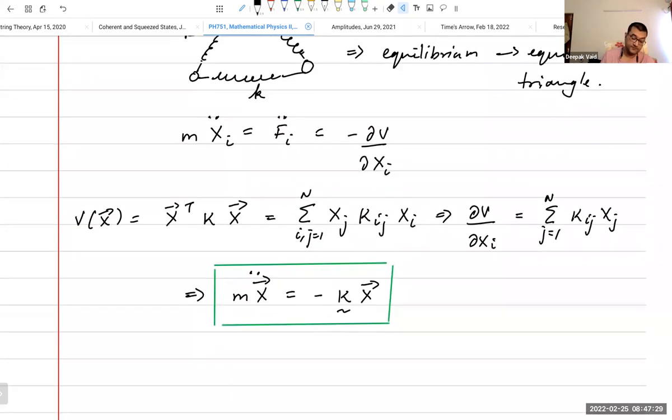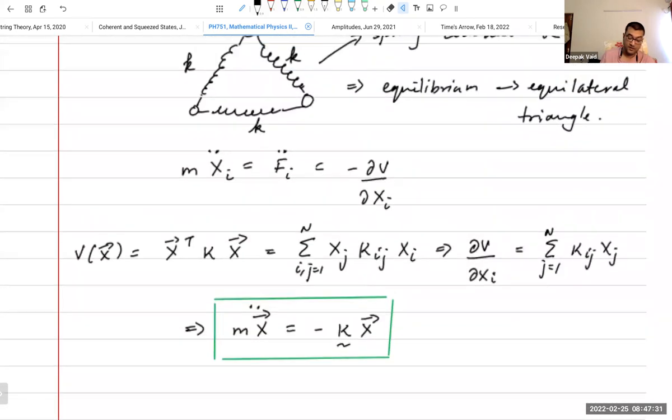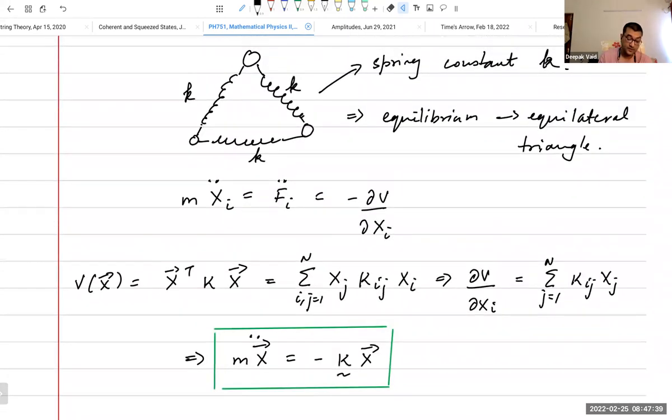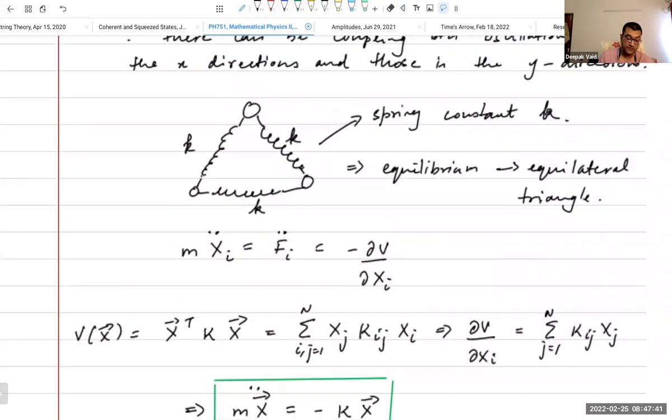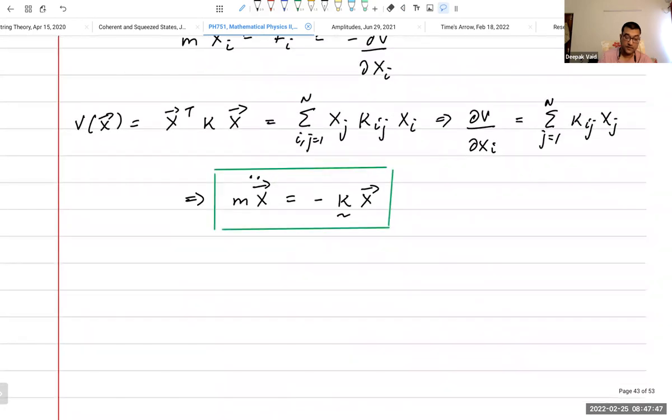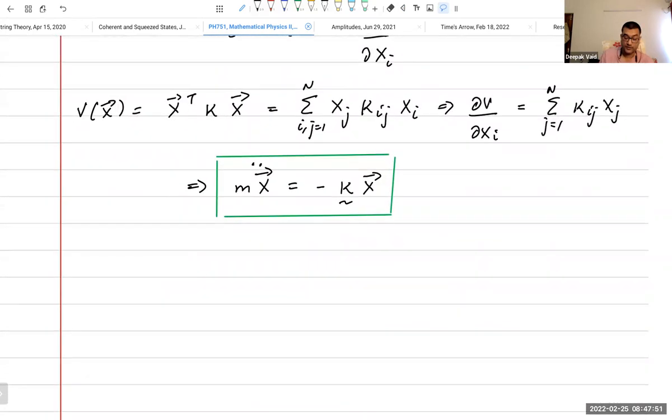Okay. So this applies to any set of n particles in any number of dimensions at this stage. Okay, but now we specialize to the case of the equilateral triangle. Now, how do we solve this kind of a system, right?